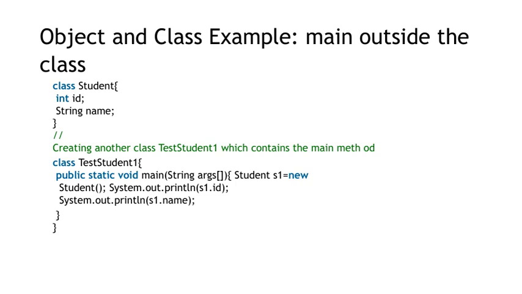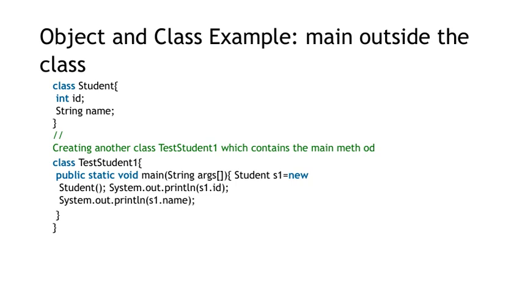Inside it, we create a new student object, named S1, using the new keyword. Then we print out S1.id and S1.name. Since we haven't initialized these variables, they will display default values, 0 for the integer id and null for the string name. This example highlights an important concept.